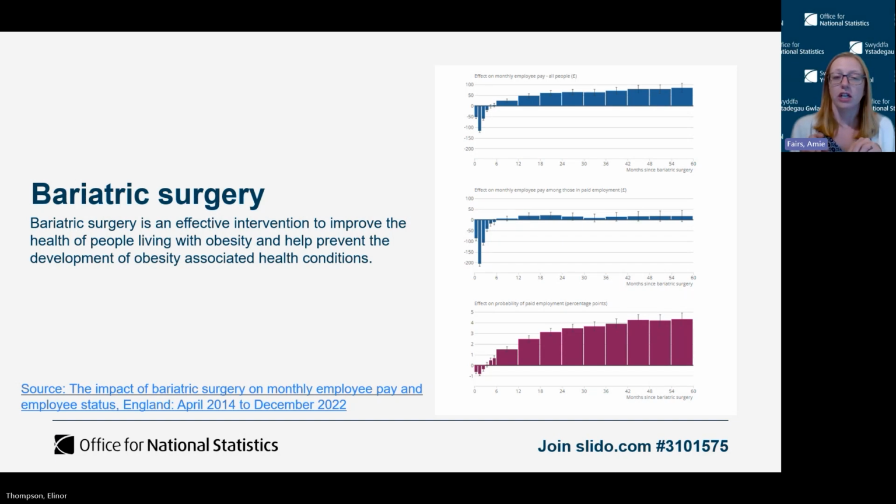Now the middle figure shows the effect on employee pay among people who were in paid employment when they had the surgery. So you can see from that that it actually stays quite flat and there's not such a big difference. Whereas the bottom figure is the probability of going into paid employment through time after you've had the surgery, which really rises. So what this suggests is that people who've had bariatric surgery are going into employment, and therefore the effect on employee pay may actually just be that more people are going back into the workplace after having the surgery. So that's one of the health and the labour market projects that we did.